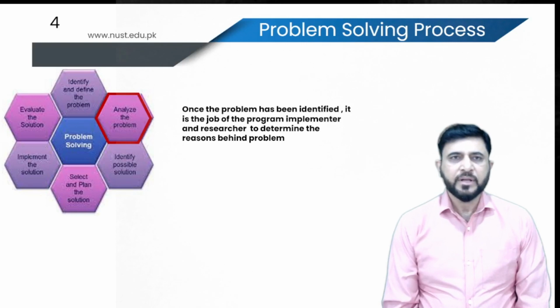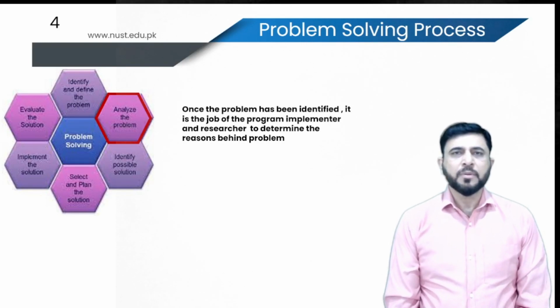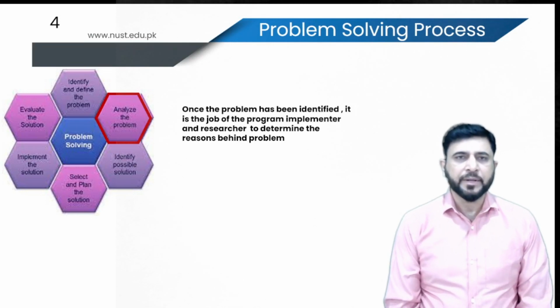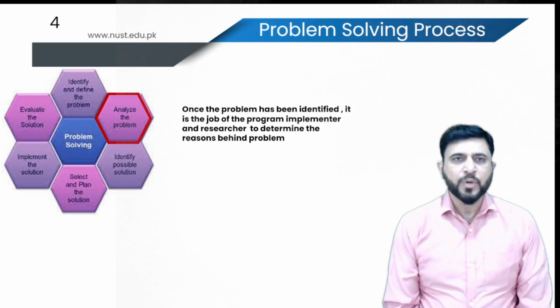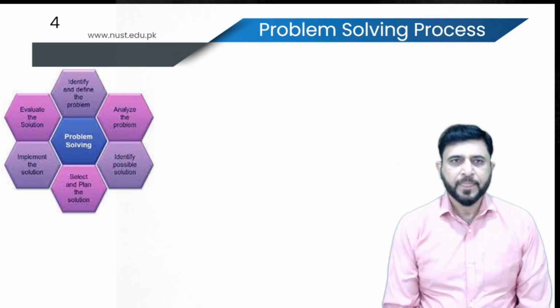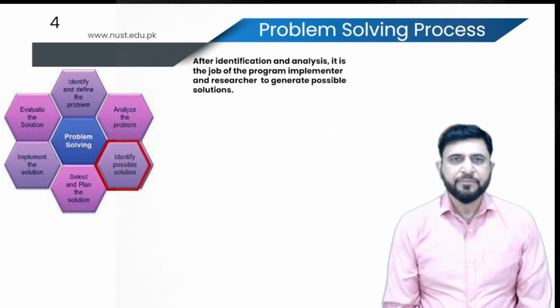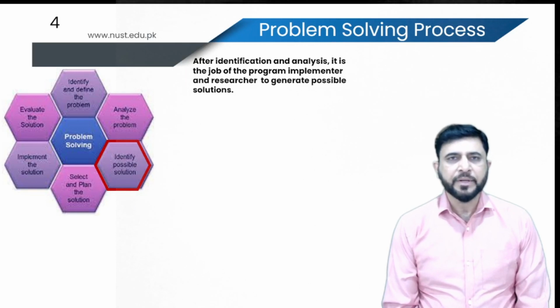What is the second one? That is analyzing the problem. Once the problem has been identified, it is the job of the problem implementer and researcher to determine the reasons behind the problem. So he has to analyze the problem. What are the causes behind it? When causes are identified, after the identification and the analysis both, it is the job of the problem implementer and researcher to generate possible solutions.